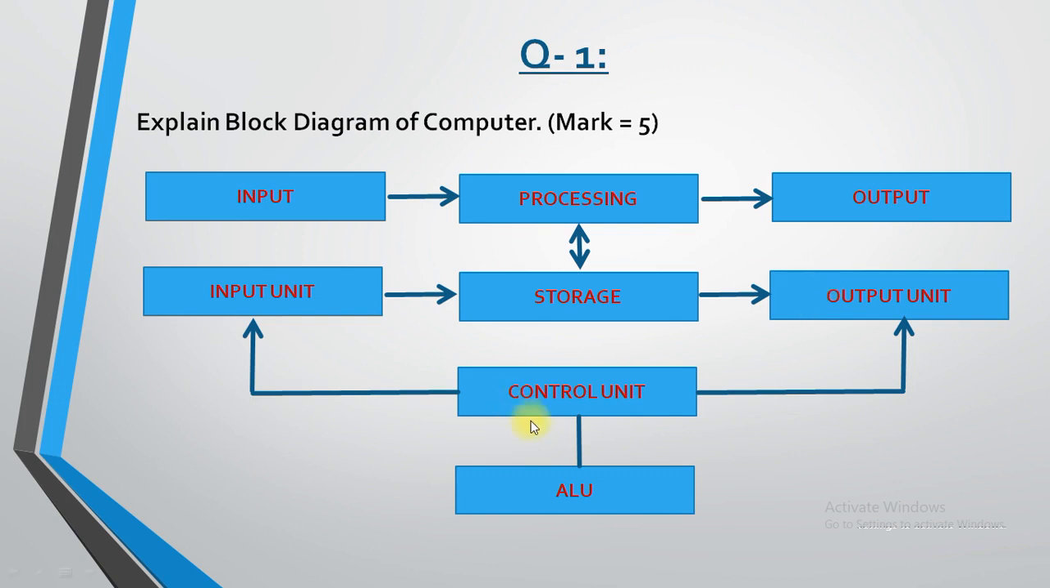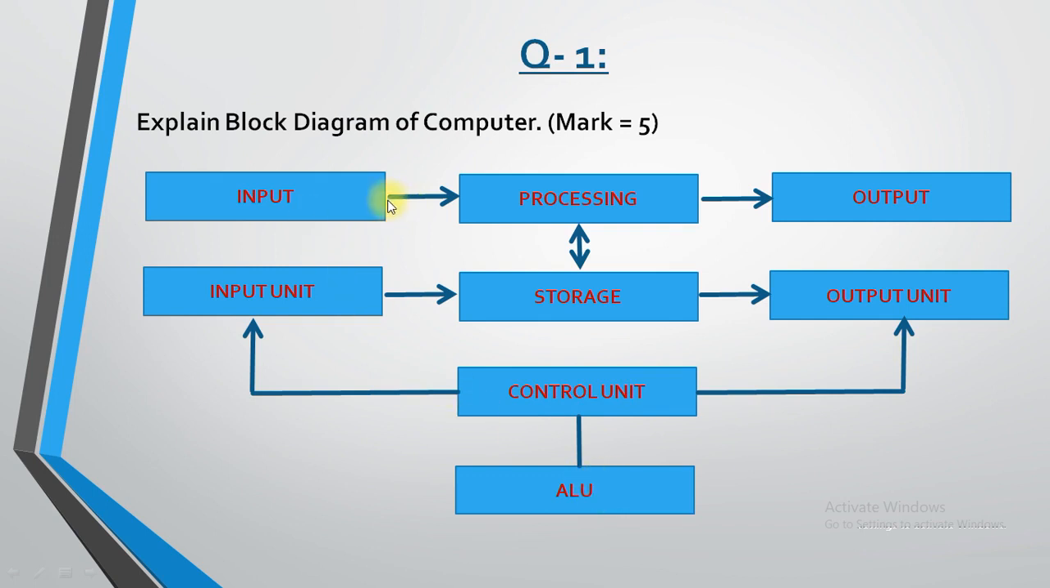Now see, we have CU and ALU. CU means control unit. And what is the full form of ALU? Arithmetic and logical unit. So the control unit controls all the functions related with input and output. Similarly, ALU is responsible for performing arithmetic and logical tasks.